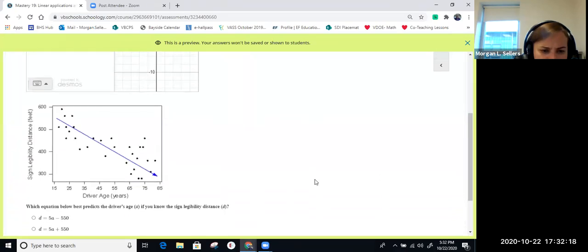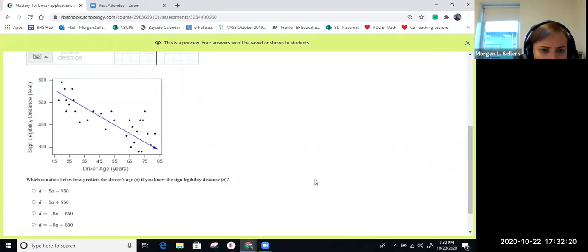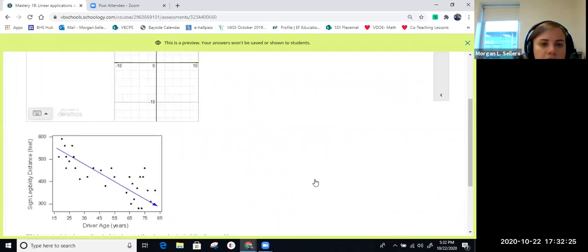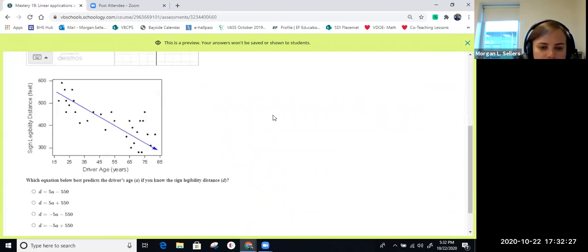Number 4. Okay, what equation below? Okay, so this one's a little different.